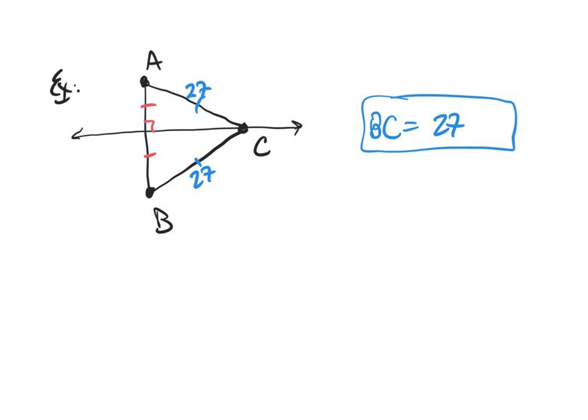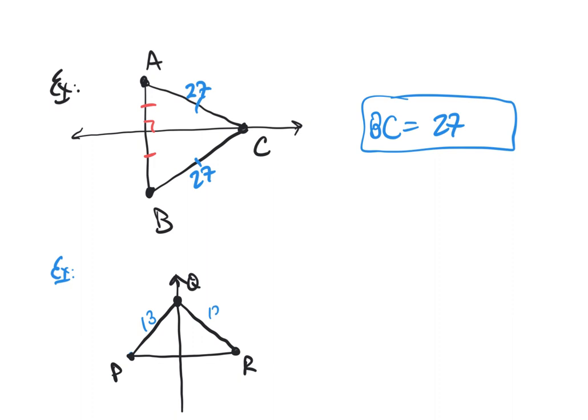Okay? The theorem also works essentially in the other direction. So here's just another example. If I have a segment going this way, this time, P to R, and then I draw a line, and I pick a point on that line like this one right here. I'll just call it Q. And I tell you that those two distances are the same. Let's pretend that this distance is 13 and that distance is 13.